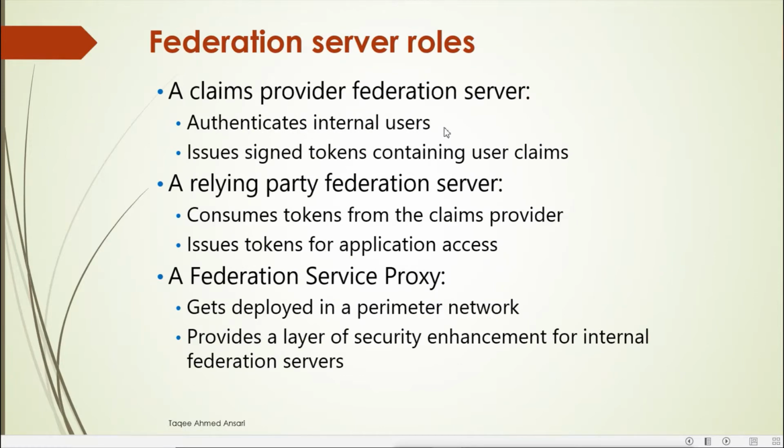Then, federation server roles. A claims provider federation server does the authentication for the internal users. It issues the signed tokens containing the user claims. Then a relying party federation server consumes the token from the claims provider and issues the token for application access. And a federation service proxy gets deployed in a perimeter network and provides a layer of security enhancement for internal federation servers, so that internal users can directly access through the relying party federation server and claims provider, and the external users have to come through the federation service proxy. It will provide the additional layer.